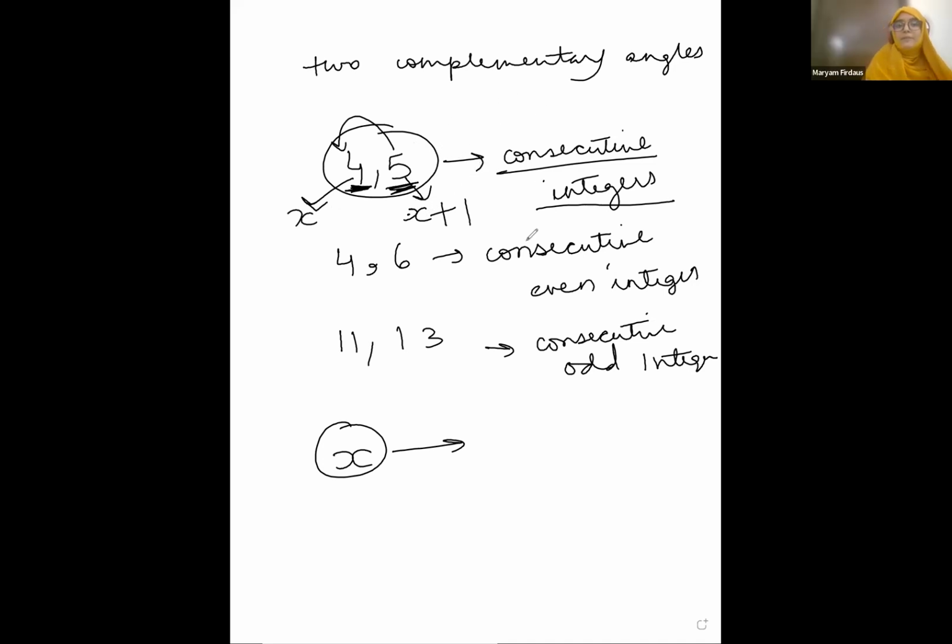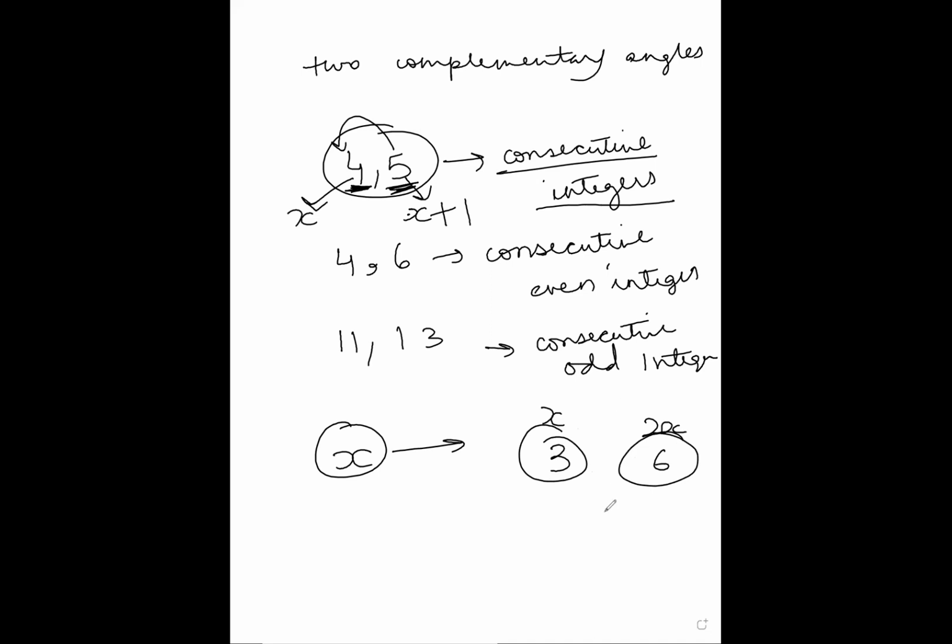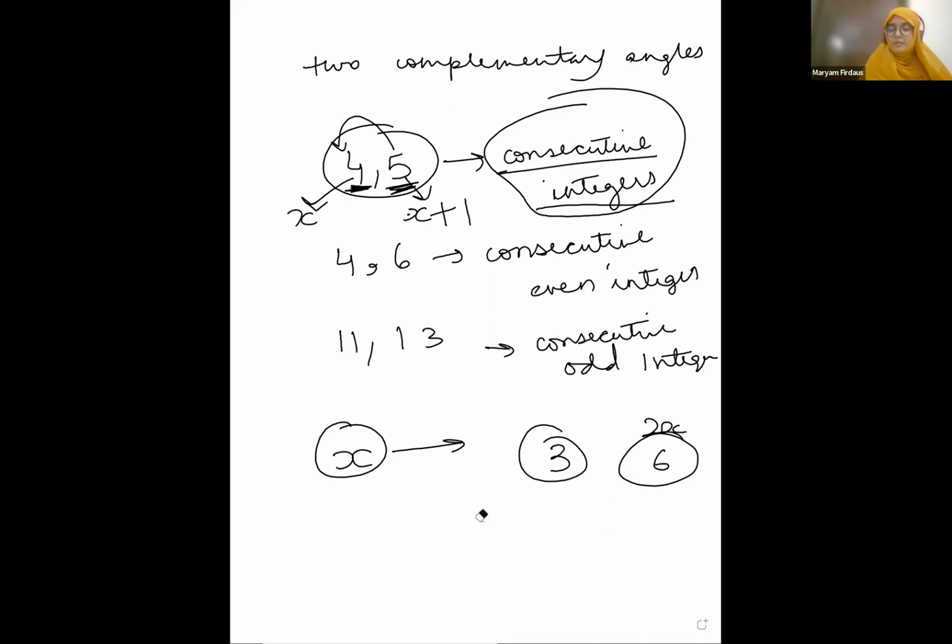How is it 2x? See, if your x is, let's say, 3, and your 2x will be 6. How are they consecutive integers? 3 multiplied by 2. No, they are not consecutive. 3 and 6 are not consecutive.